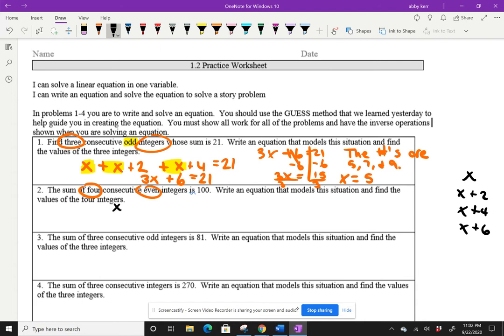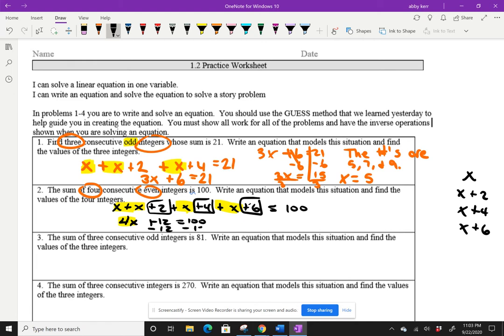So then I have x plus x plus 2, x plus 4, x plus 6 equals 100. Now just like before, but now we have more x's, combine them. So we have 4x, and then make sure that you count correctly. 2 plus 4 plus 6 is plus 12 equals 100.